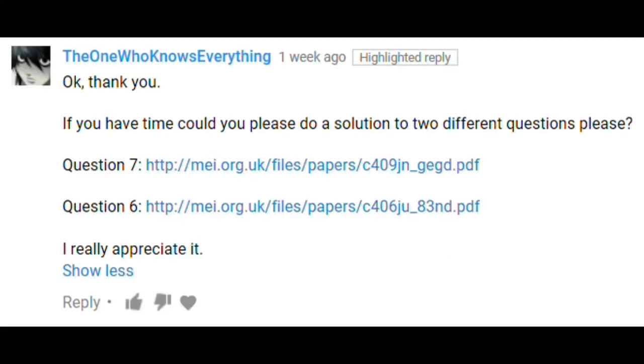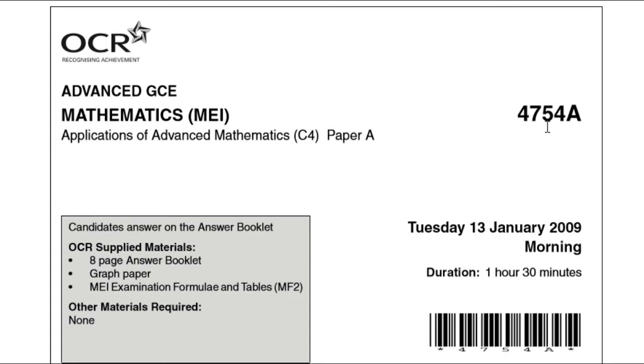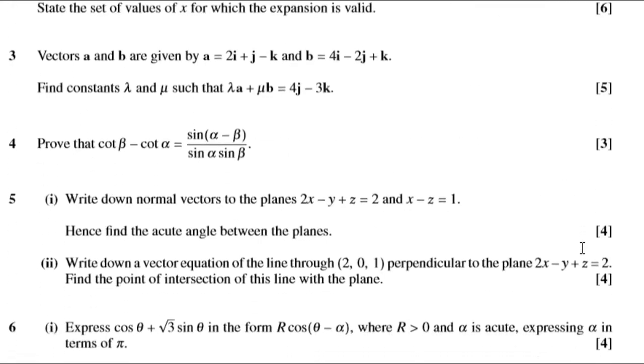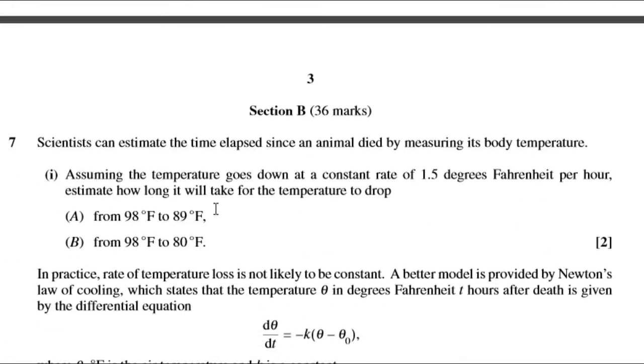So, not long ago, I saw this comment from the one who knows everything, and there are two pretty good questions right here that I will go through in this video, and this is for Core 4. So first, let's take a look at the January 2009 paper, the first question on section B, which is question 7.